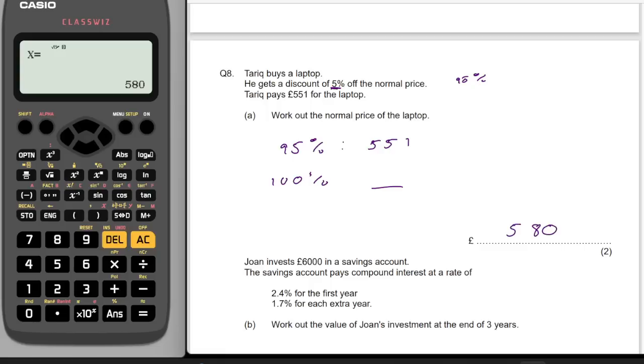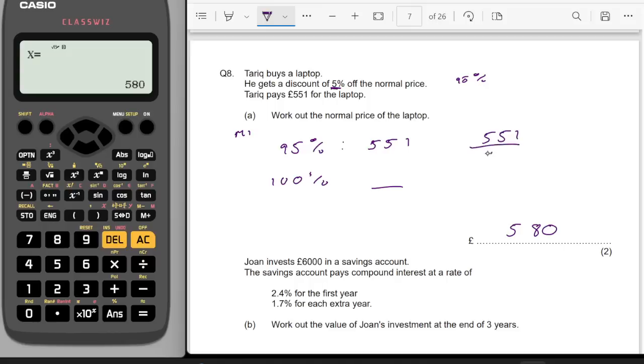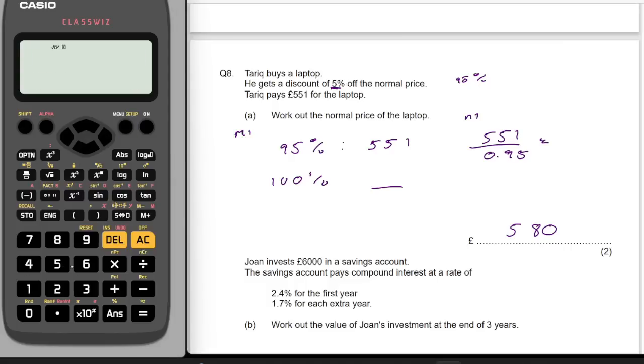So that's how you can use the ratio function on your calculator. If you don't want to learn the ratio function on your calculator, which is perfectly acceptable at this point, we're going to have to do 551 divided by 0.95, which is in effect what your calculator will do in the background. 551 divided by 0.95, 580.